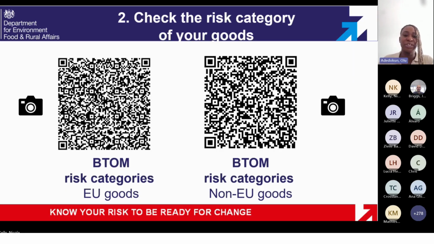So as I've mentioned, there will be risk categories for all meat and poultry products. We won't run through these today, but you are welcome to view your risk categories using the QR code, which will take you to gov.uk. And as I've said before, all medium risk animal products will require export health certification.